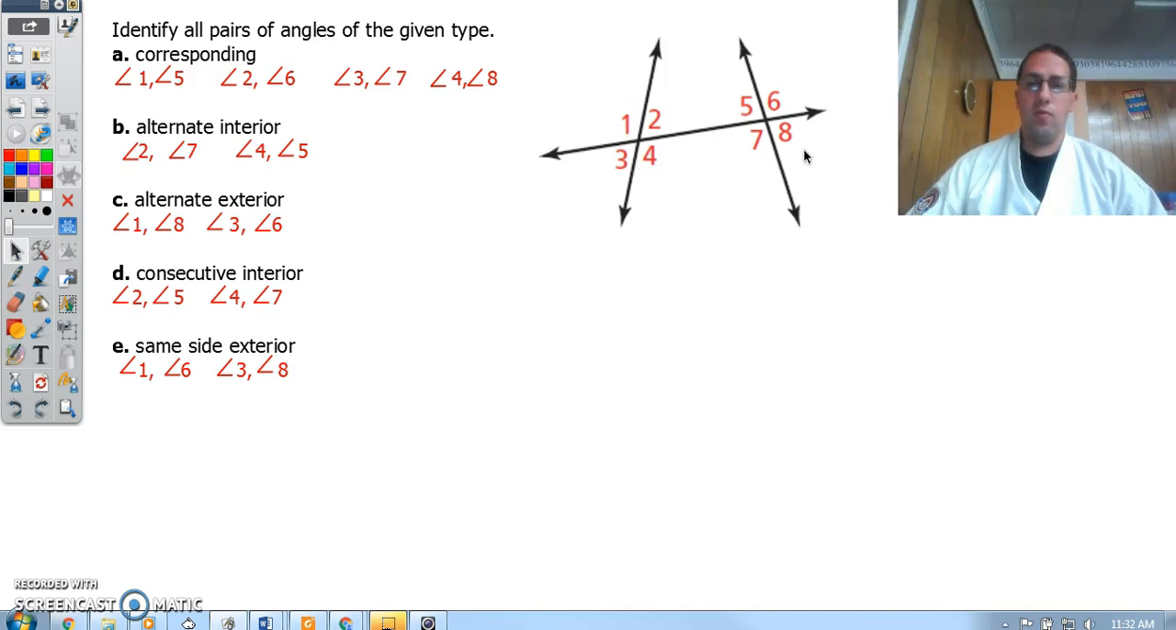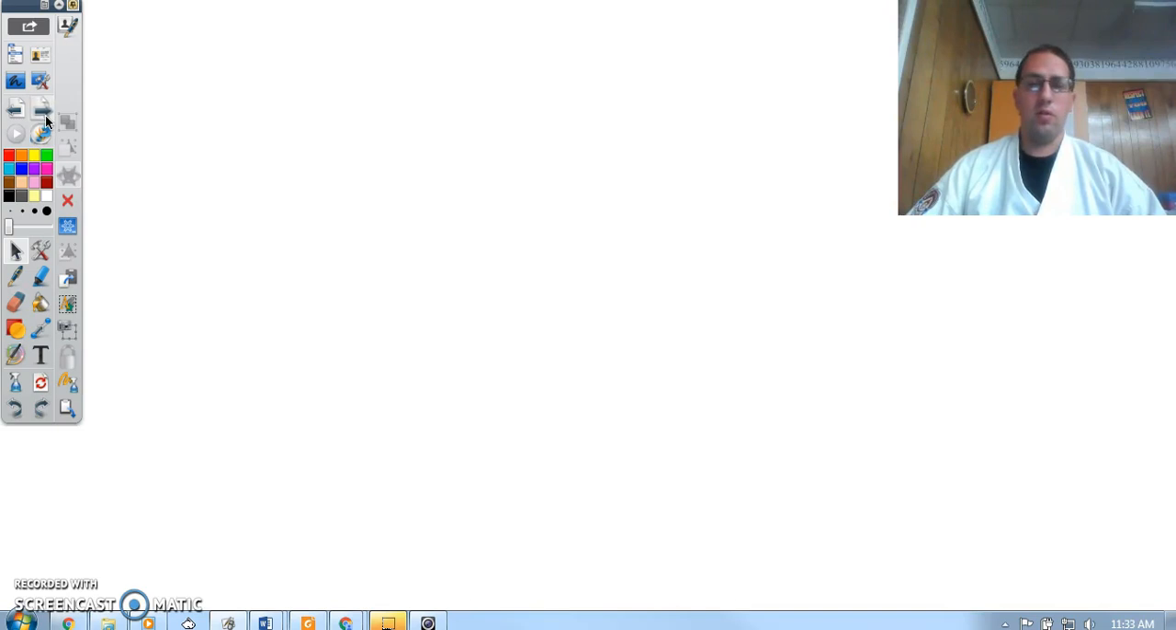Alternate exterior, we have 1 and 8, crossing the transversal on the outside of the 2 lines, and 3 and 6, same thing. Consecutive interior, 2 and 5, and 4 and 7. They're on the same side of the transversal, and they are also interior, between the 2 lines that are crossed. And same side exterior would be 1 and 6, and 3 and 8. They are on the same side of the transversal, and they are on the outside of the lines that got crossed. And that is it.